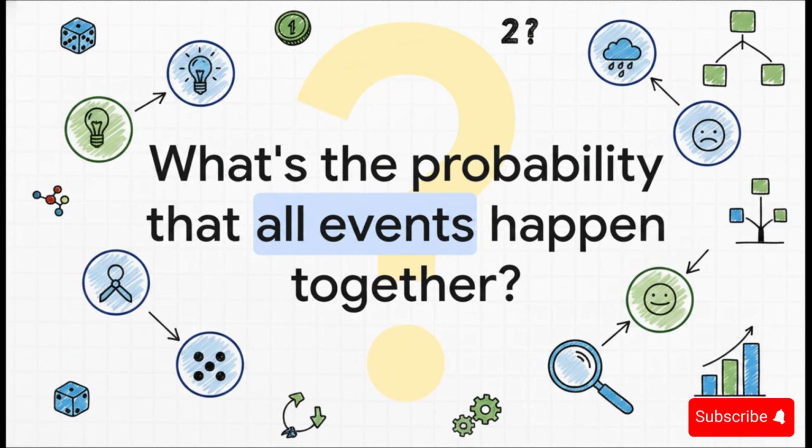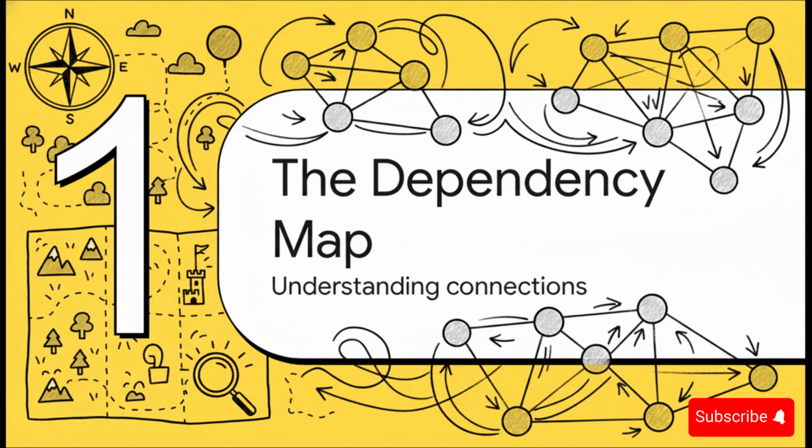And that map brings us to the big puzzle we're going to solve together today. If all these dominoes fall in a very specific way, what are the actual, concrete chances of that happening? Let's figure it out. Okay, so to solve this puzzle, we have to start with the basics, and that means learning how to read our map.